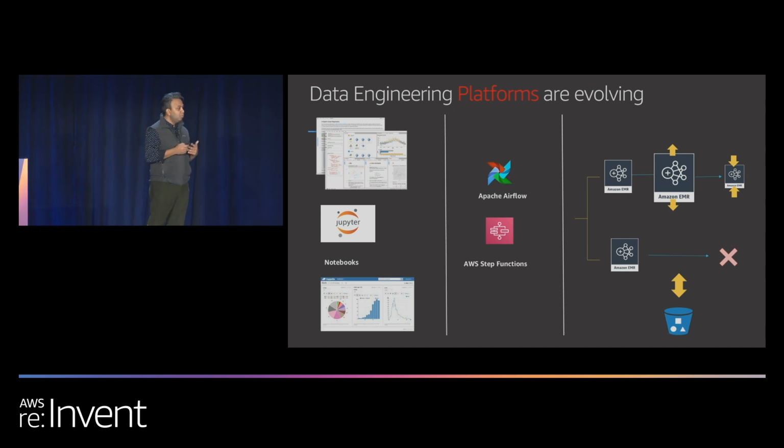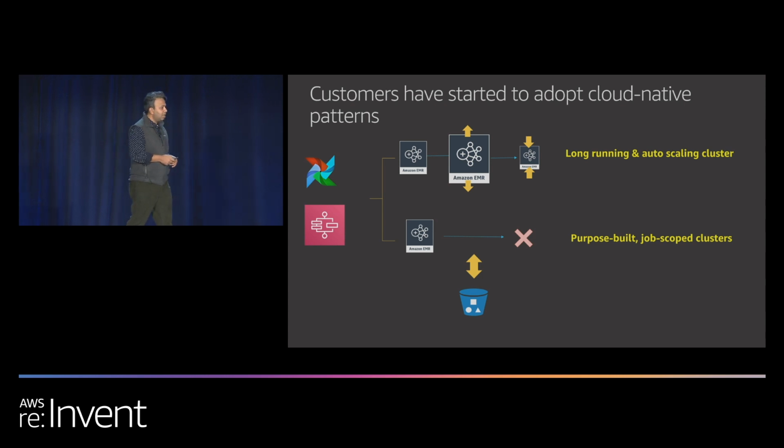Most customers, when they move to EMR from running on-prem, choose either a long-running cluster or a transient cluster. They choose a combination of any one of these methods to run on the cloud. But the thing that is really common is both of these clusters are processing data from the same S3-based data store. So why do customers choose these patterns?